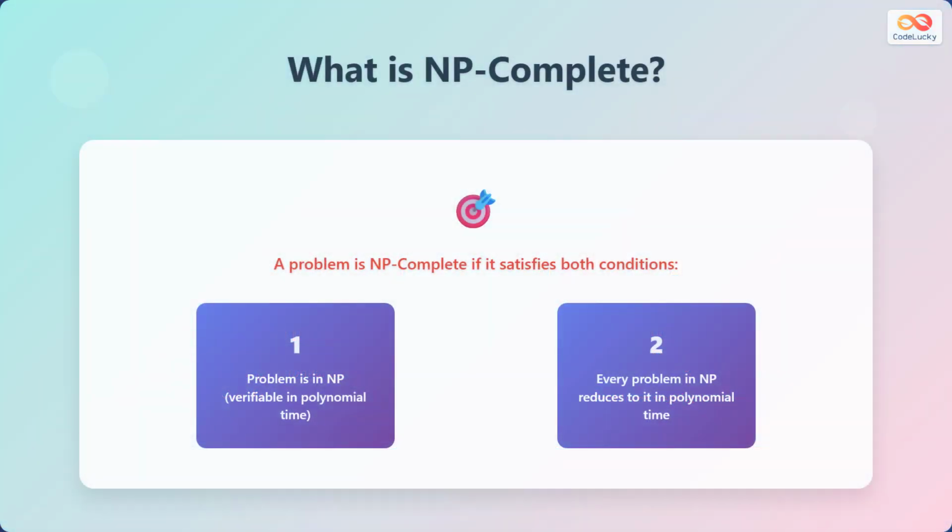What exactly does it mean for a problem to be NP-complete? A problem is NP-complete if it meets two key conditions. First, the problem must be in NP, meaning it is verifiable in polynomial time. Second, every problem in NP must be reducible to it in polynomial time.